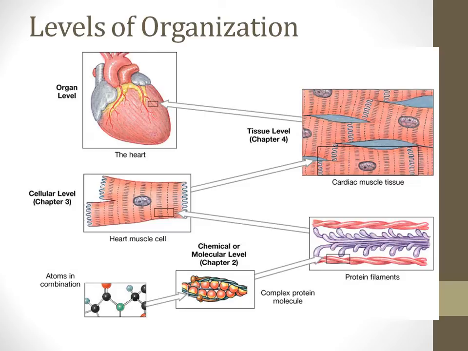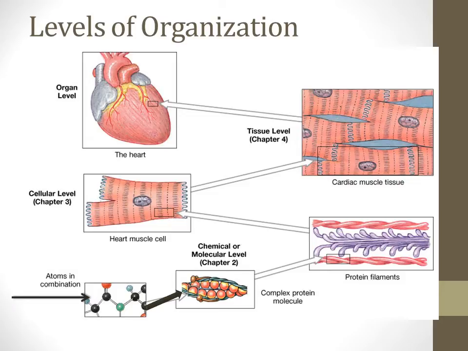This diagram is showing us the different levels of organization that we have. As I said earlier, we have six levels of organization, which are the chemical level, cellular level, tissue level, organ level, systemic level, and the organism level. The chemical level is made up of atoms. Atoms are combined together to form the molecules, which form the complex protein molecules.